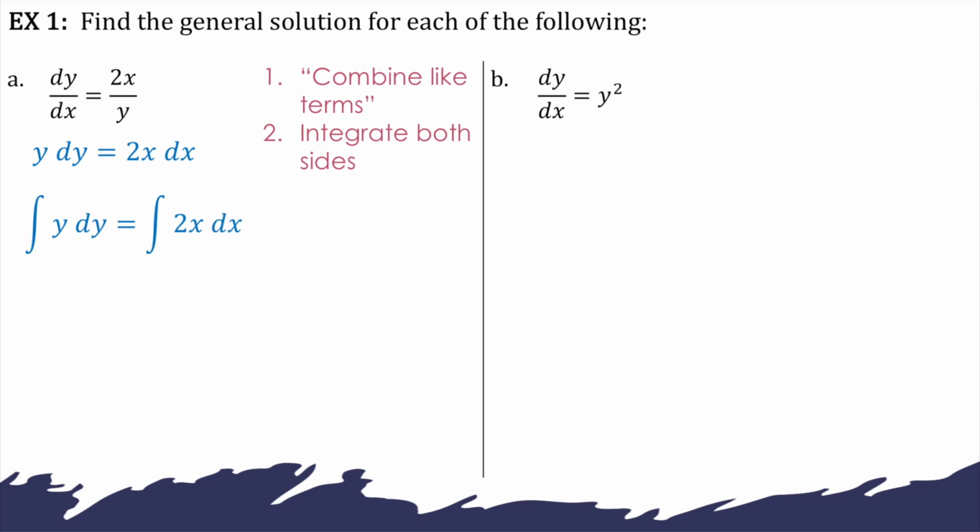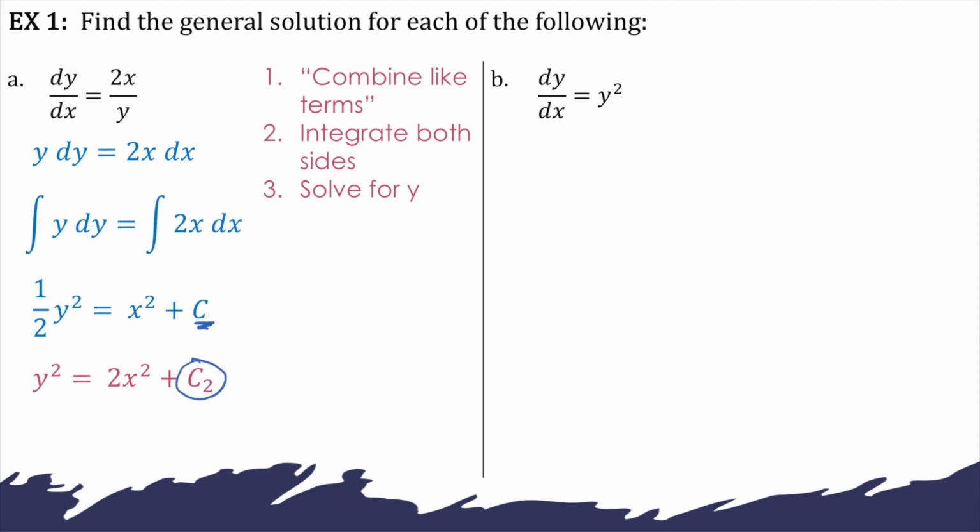So the antiderivative of y dy is 1/2 y squared, and the antiderivative of 2x dx is x squared plus c. Don't forget your constant of integration there. And then the last step is just going to be to solve for y. Get just y, or maybe y squared, by itself. So y squared equals 2x squared plus c2.